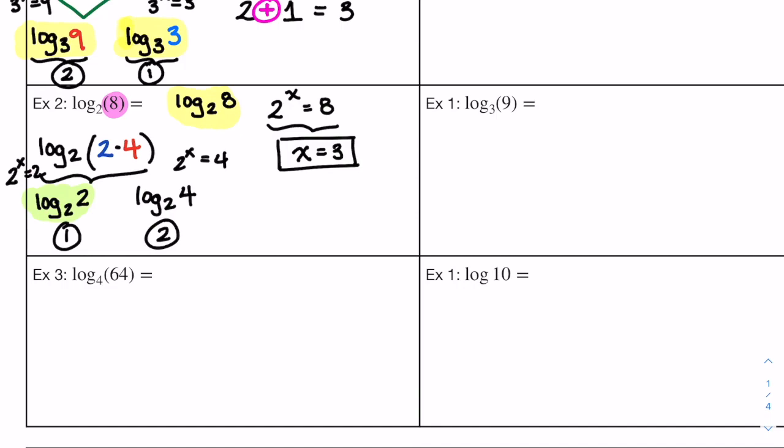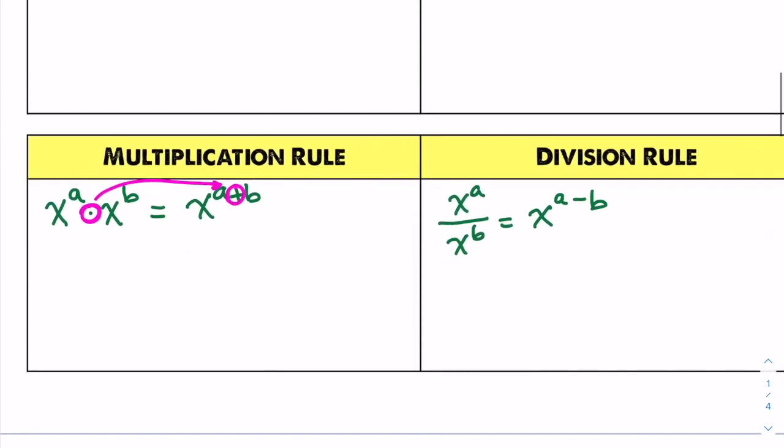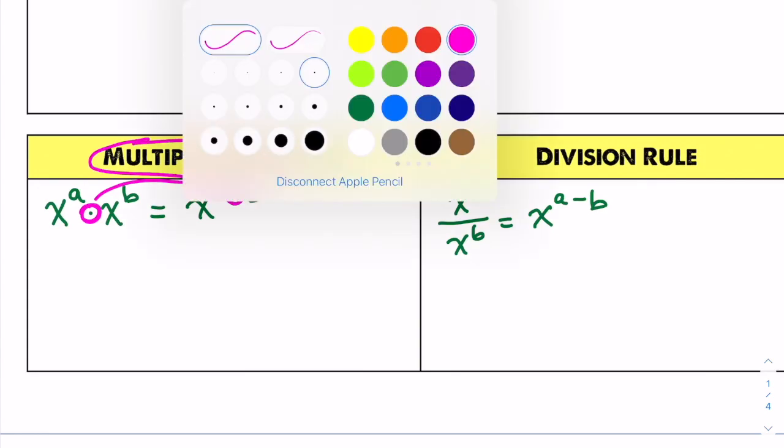So again, our goal is to get 3 as an answer. That's what we know the answer is. So if we have 1 and we have 2, what can we do to them to get 3? And again, we see addition. Okay, so I'm hoping that you're seeing, just like with exponent rules, there is a log rule that has to do with multiplication. So I'll go ahead and write it here for you now.